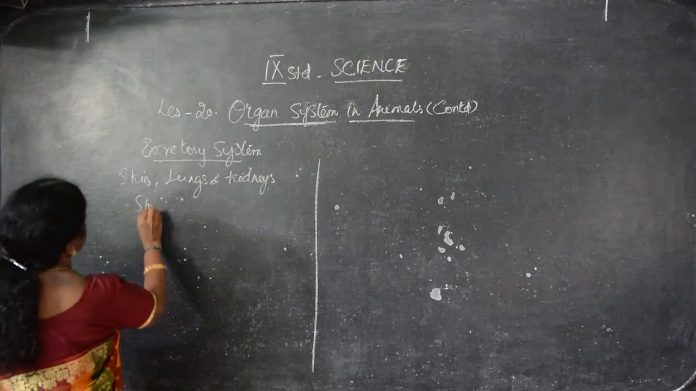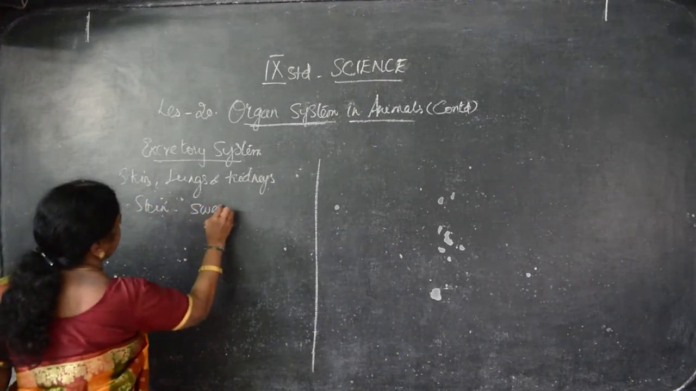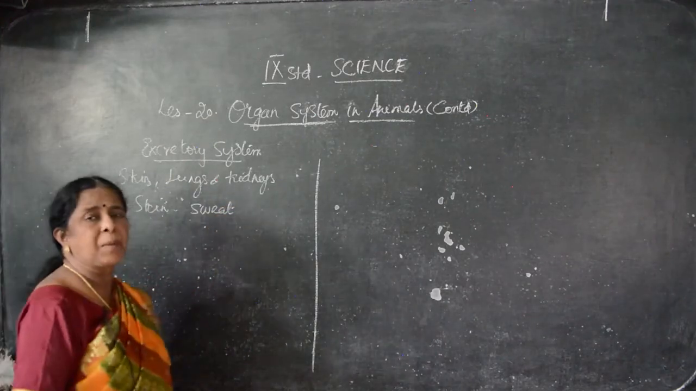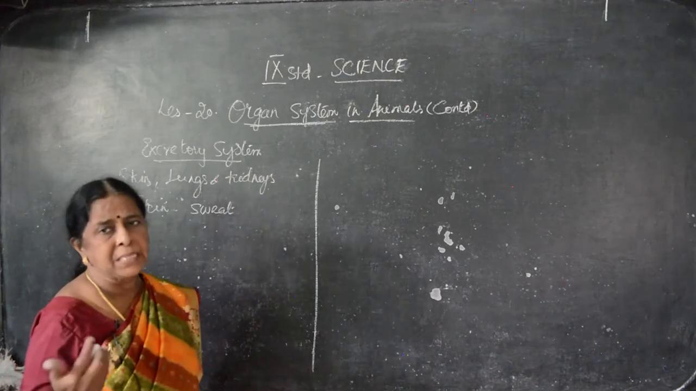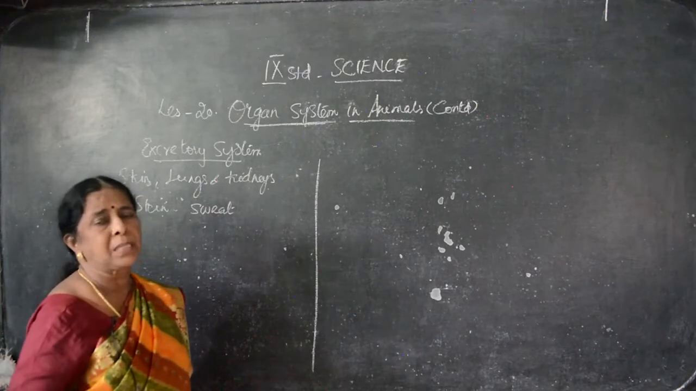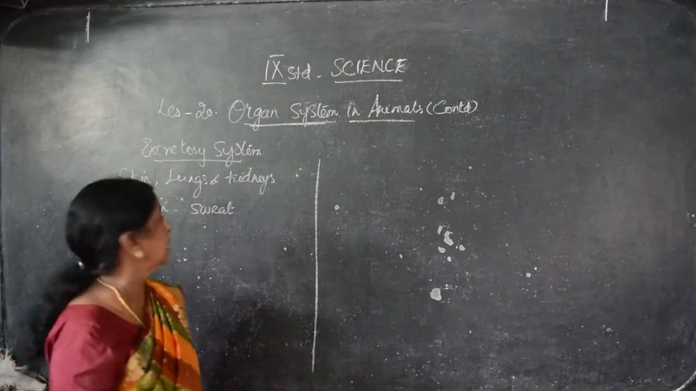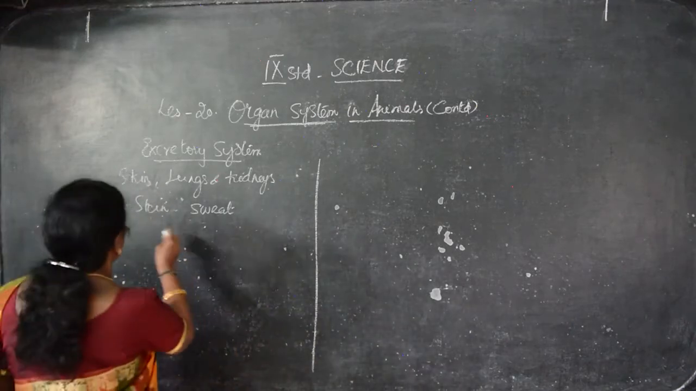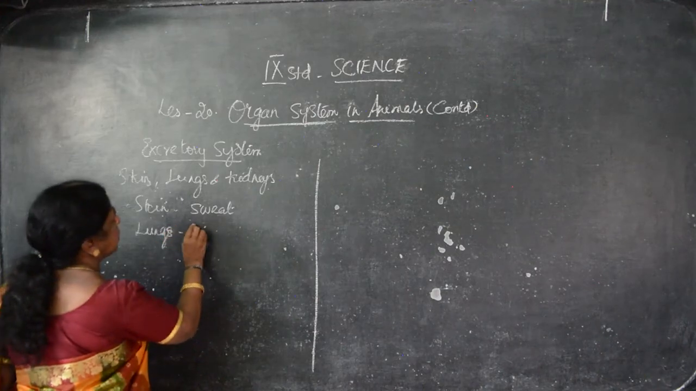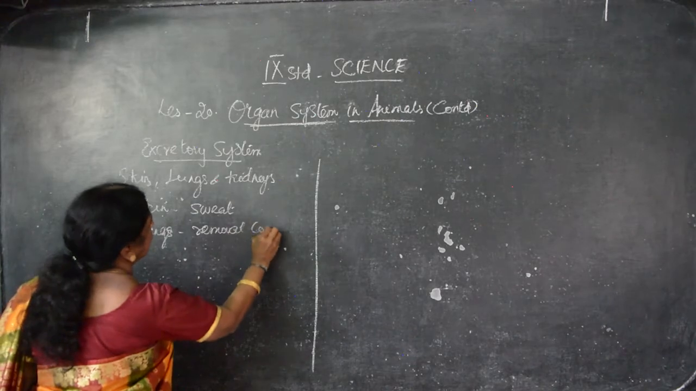Skin sends the waste material from our body through sweat. Sweat means excess of salt and urea from our body, which is let out through the skin. Skin has many pores. Through the pores, the excess water is let out from the body and our body temperature remains constant. Okay. Next one, lungs. It helps in the removal of carbon dioxide.